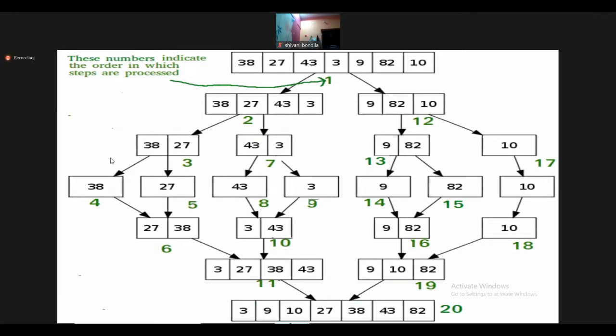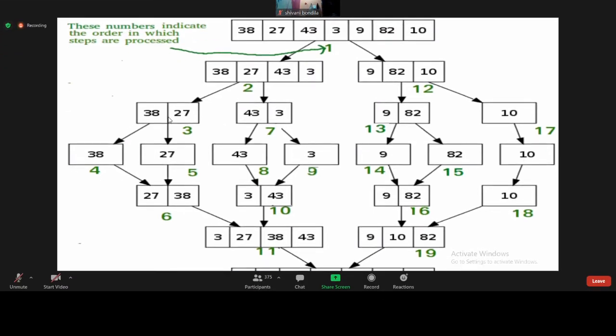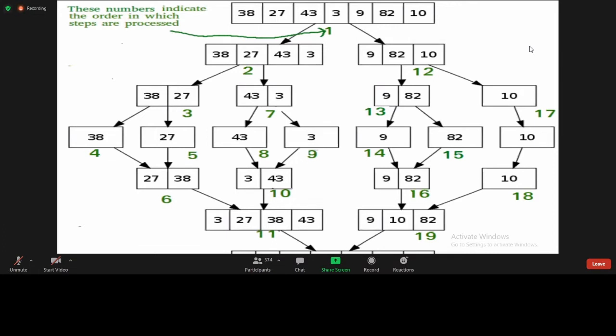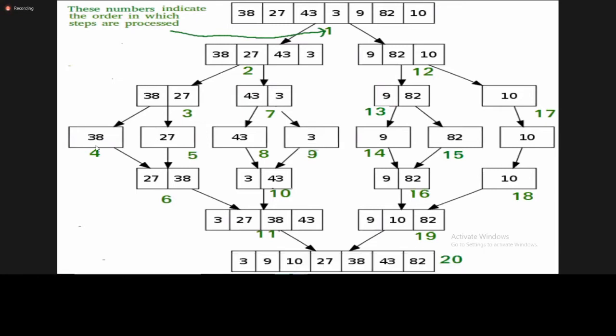I'll go to the second one. So again it is divided into two parts. What is the first index? 0. What is the last index? 1. 0 plus 1 by 2. What is the integer value of 1 by 2? 0. So the only one is the 38.